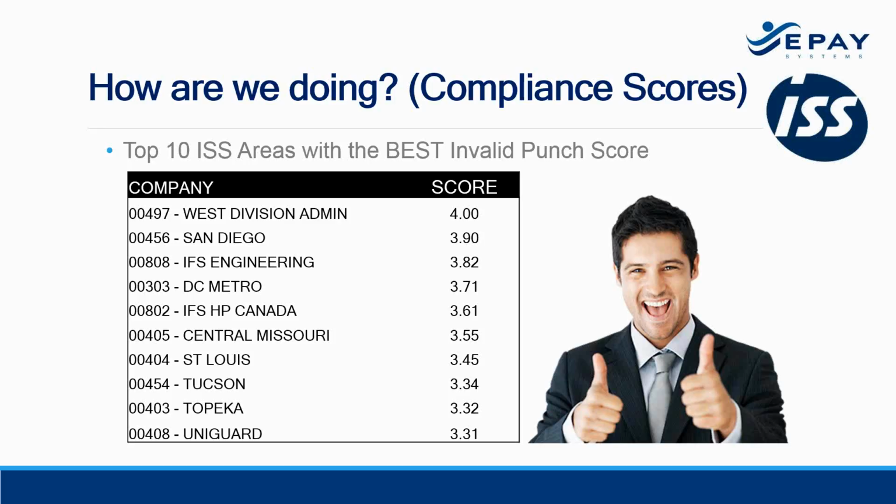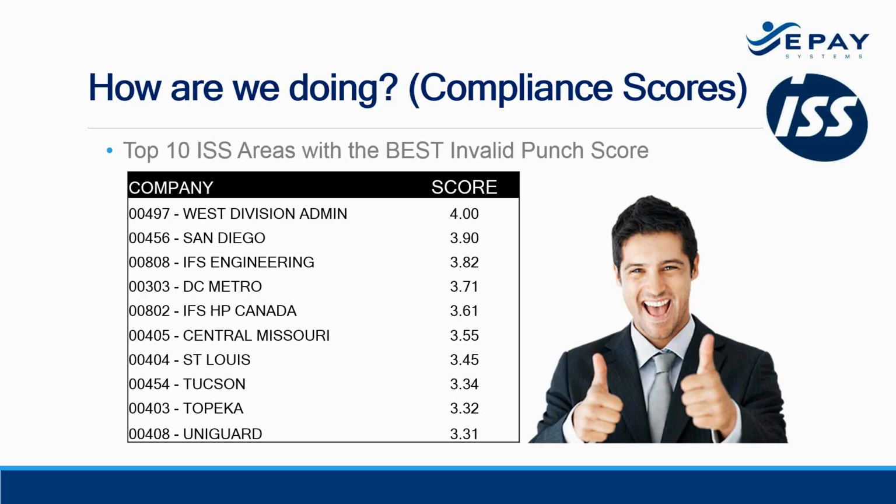Now the way this also works is we look back at a trailing 5-week period. So we're not looking at the current pay period per se, but we're looking at the trailing 5 weeks prior to that. So that 5-week score, 5 weeks compiled, is what drives these scores. As of yesterday, these are the top 10 ISS locations with the best invalid punch score.